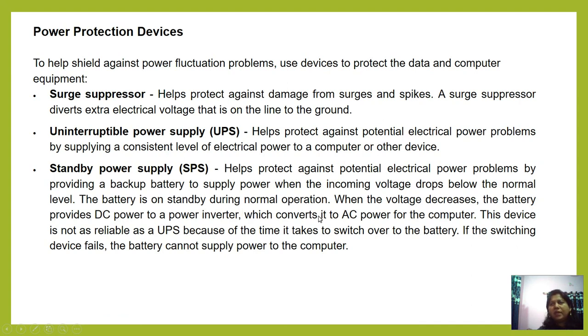When the voltage decreases, the battery provides DC power to a power inverter, which converts it to AC power for the computer. This device is not as reliable as a UPS because of the time it takes to switch over to the battery. If the switching device fails, the battery cannot supply power to the computer.